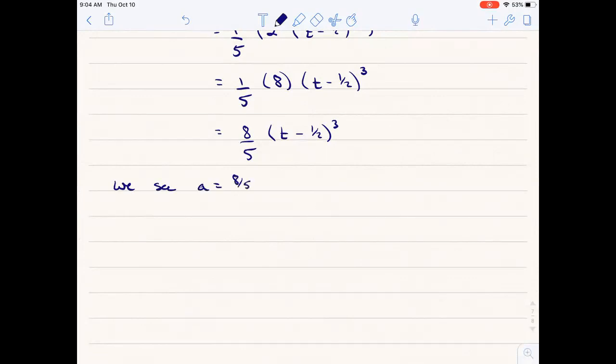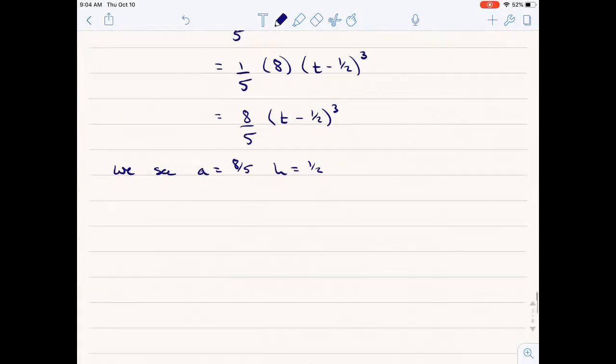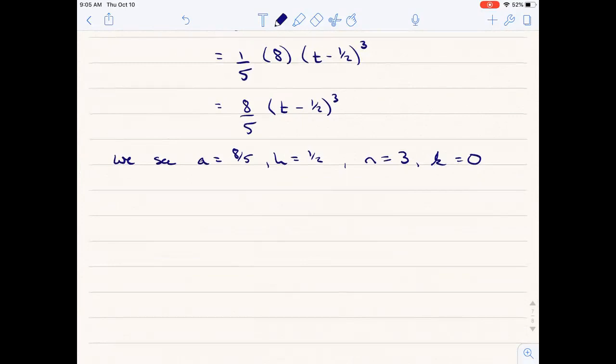A is 8 over 5. H is 1/2, right? Because we want to have t minus h, and so h is just the 1/2. And n is 3 and k is 0, and that's all right. Just means we don't have that last step, right? Because we're adding 0 to all our y values. And so there's only going to be 2 steps in sketching this thing.